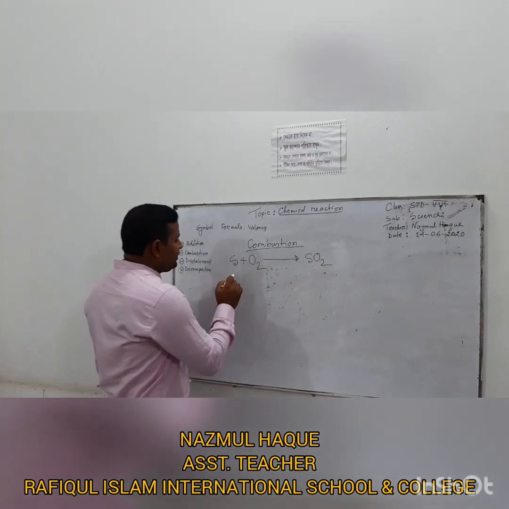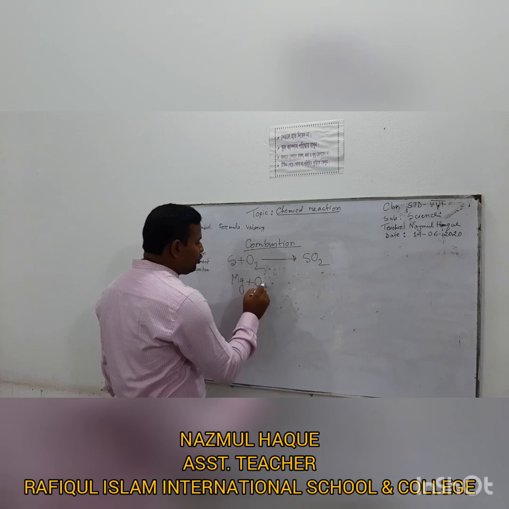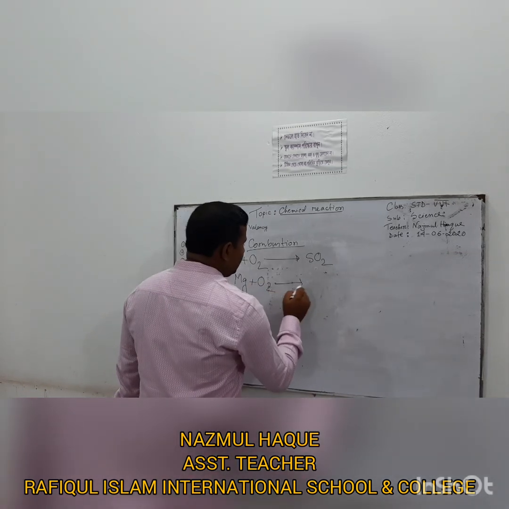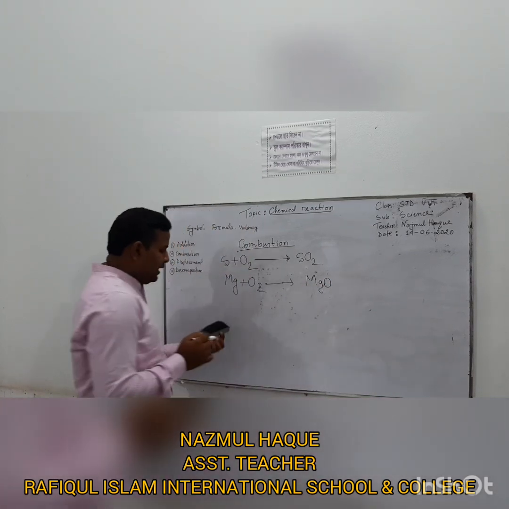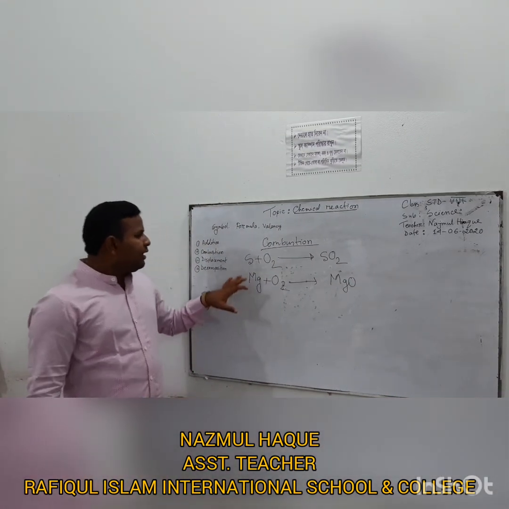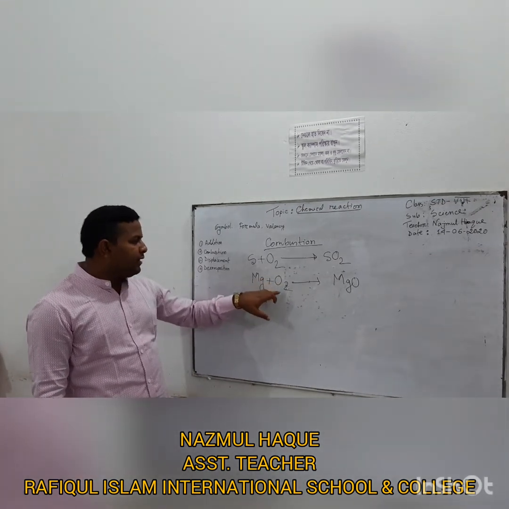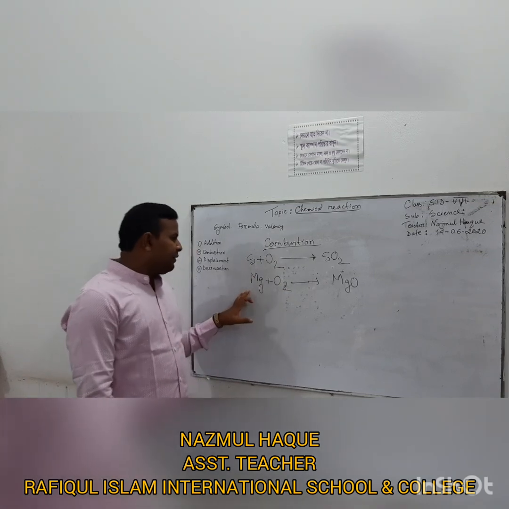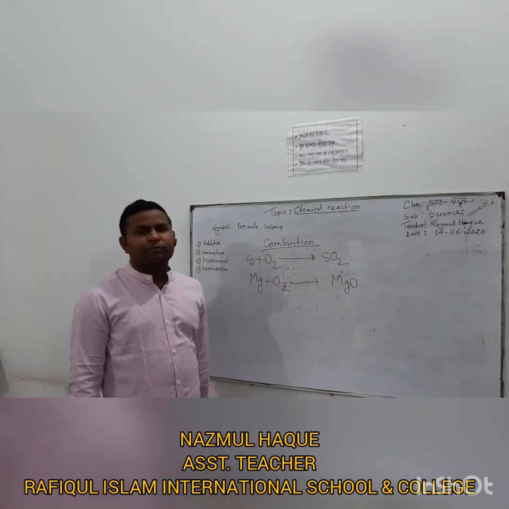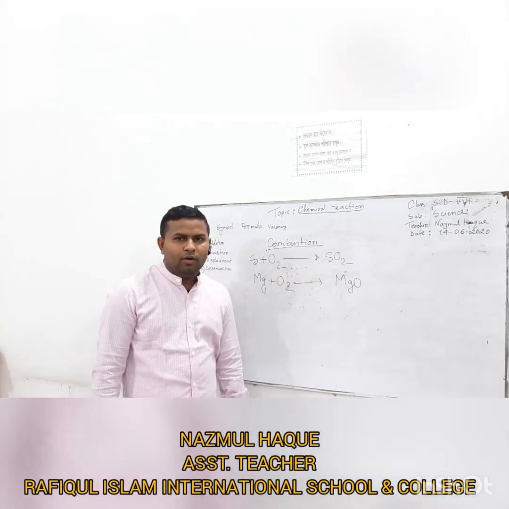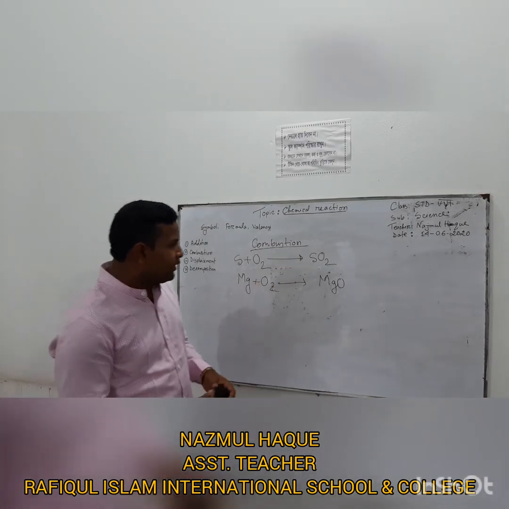And number 2, this is the Mg, magnesium, the symbol of magnesium plus O2, the formula of oxygen. So it produces MgO. Here MgO, here magnesium is an element and O2 is a formula. So magnesium burns in the air of oxygen and produces MgO. This is the magnesium oxide. Everybody understand? Okay, no problem here. Okay, thank you very much.